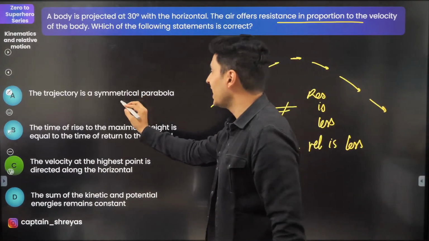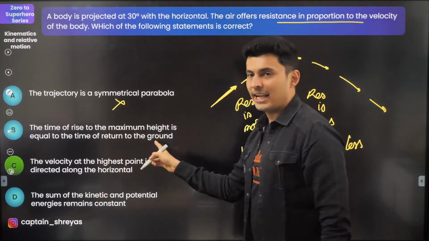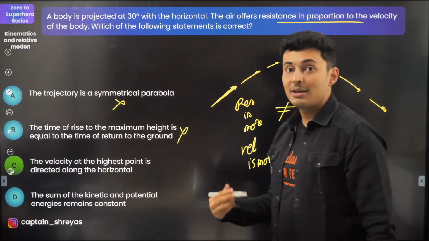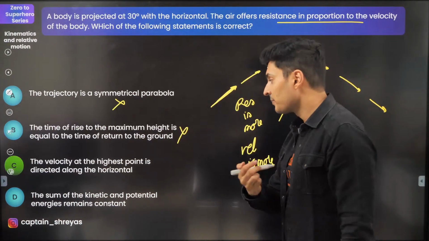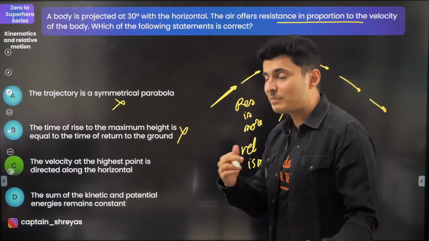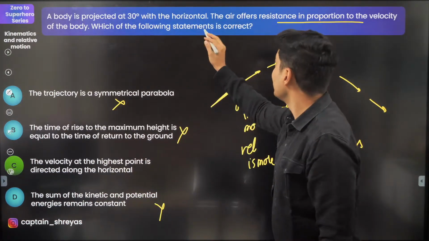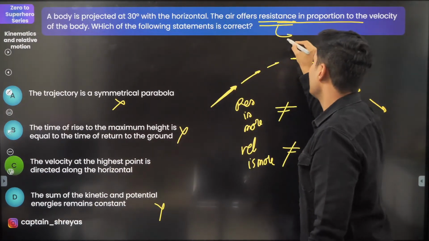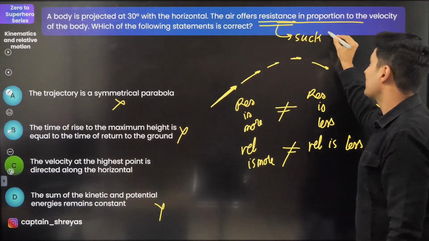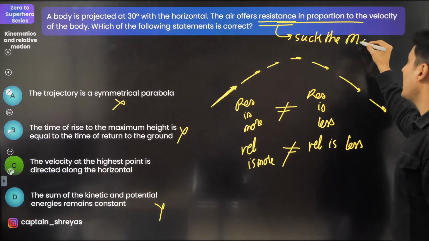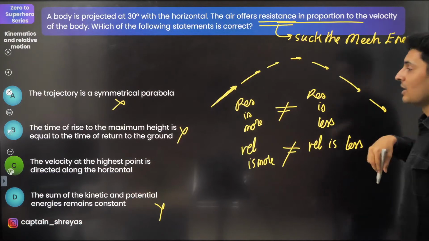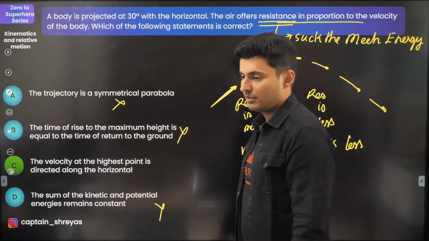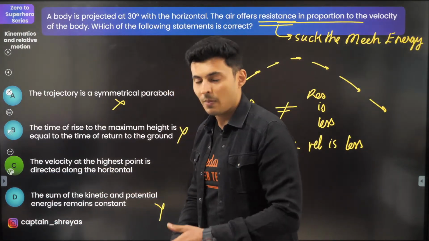So will it be symmetrical? Definitely not. Time taken? Definitely not, because speeds are different, forces are different, accelerations are different. Will the sum of energies be the same? No. Reason, there is resistance. It will suck the mechanical energy. It will not remain conserved. Keep this in mind. Cool?